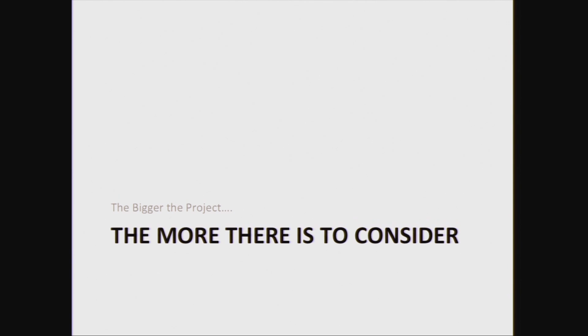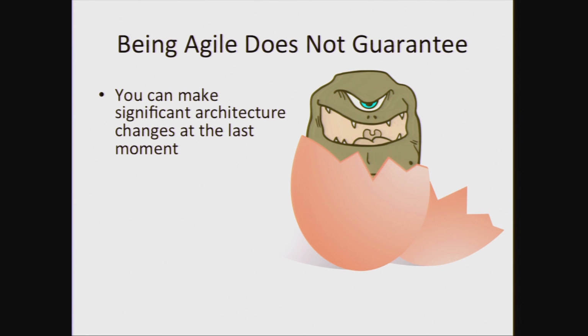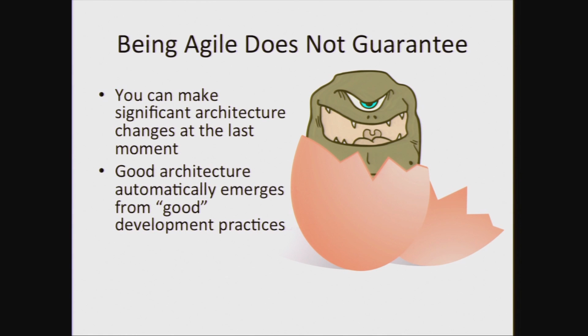Okay, so I want to move on to larger projects. So the bigger the project, the more there's to consider. And even though some people like to believe that Agile will solve all problems, it doesn't guarantee that you can make significant architecture changes at the last moment, or that good architecture automatically emerges from good design and development practices. Doesn't always happen. I've seen good designs go over the cliff architecturally.